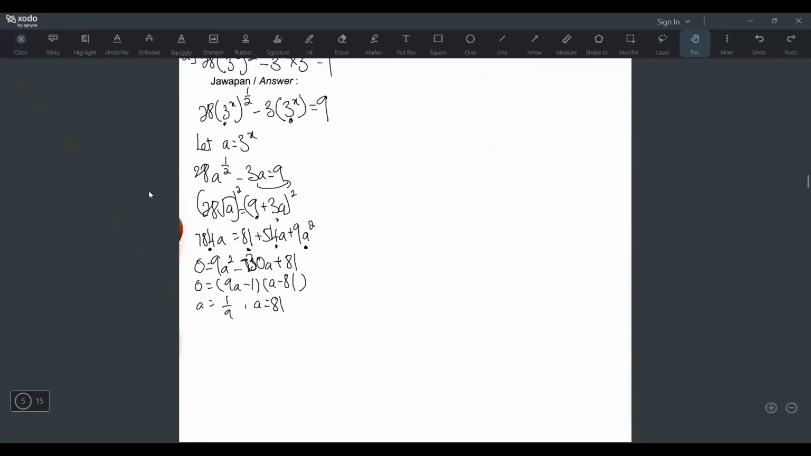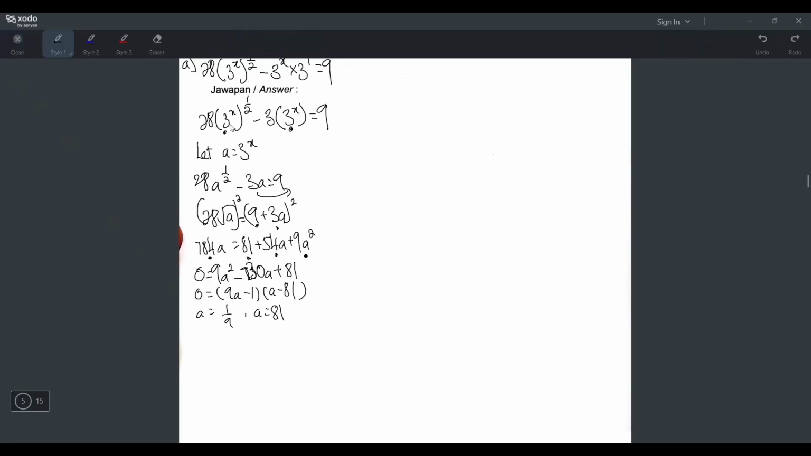But don't stop here, please. I told you already, you only change the 3 power x to A for temporary only. Like you change to A temporarily only. After you find out your A, you have to change back. So actually the A you have to change back to 3 power x equals 1 over 9, 3 power x equals 81, and then find x. Like that.